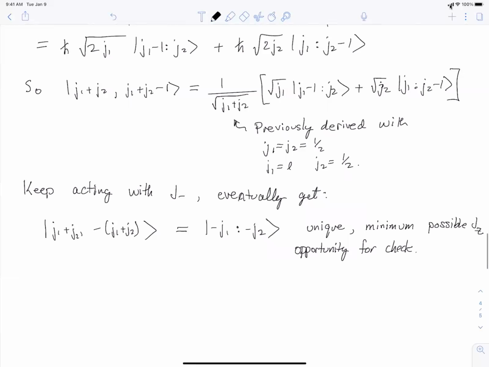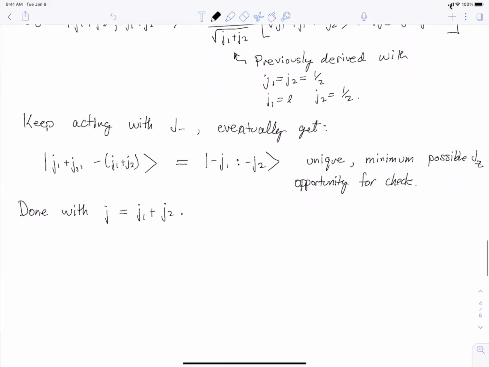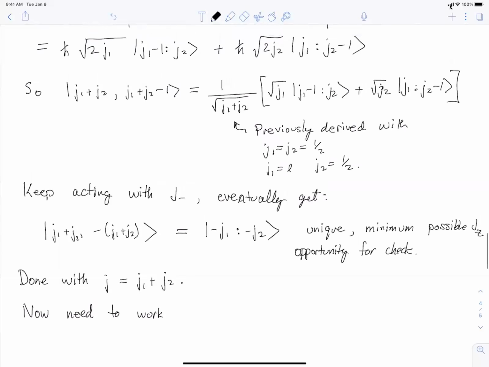Okay, and so now once we've done this, we've got all the states that have J, the total angular quantum number, equal to the sum of J1 plus J2. But that's not all the states. There's more. So now we need to work on those, and notice I haven't written down what they all are. I wrote down the first one, and then I wrote down this one, and then I told you what you have to get on the end, but I haven't told you what the intermediate ones are. Those can be kind of a mess.